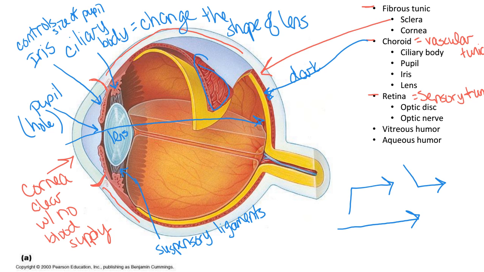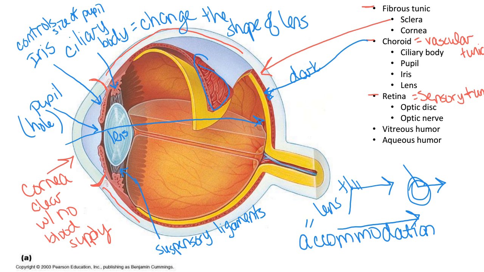And when we do that, we do this process called accommodation. And accommodation is where the lens gets really thick. And so it's what bends the light lots and lots so that we can see up close. So accommodation is when the lens will thicken up so that it bends the light and we can see up close.